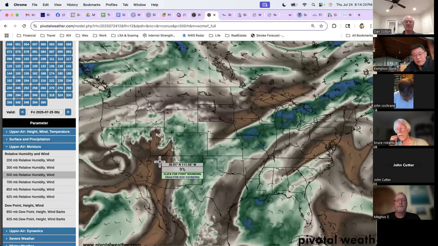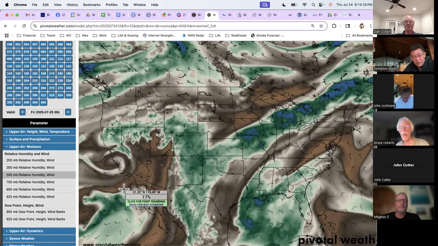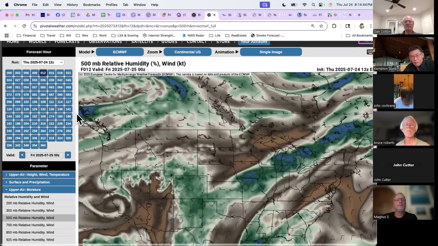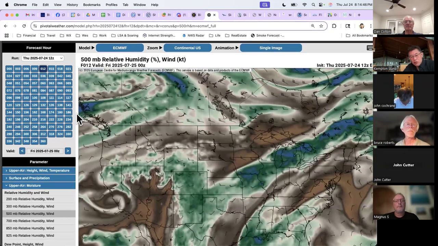So let's use Pivotal here to try to understand what's happening. First off, just visually, you can see the cutoff low centered around Big Sur, San Simeon area. Let's take a look at how this progresses. One of the things I like about Pivotal is that the user interface is built for people like myself, and I'm sure other weather professionals, to toggle back and forth between different runs and what they show.